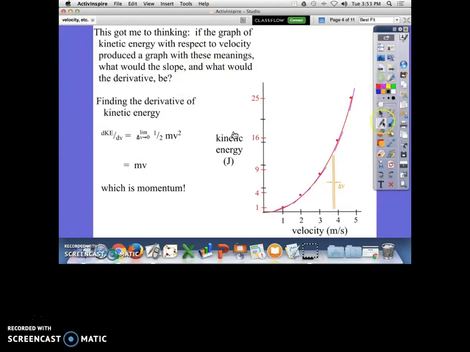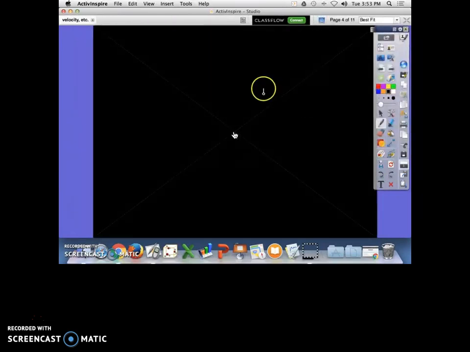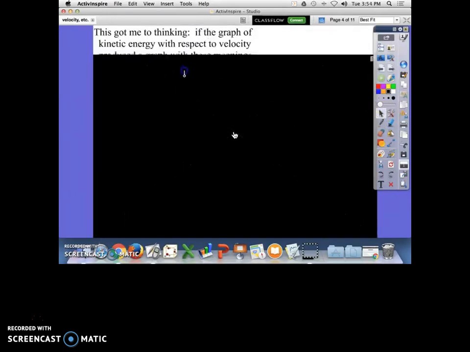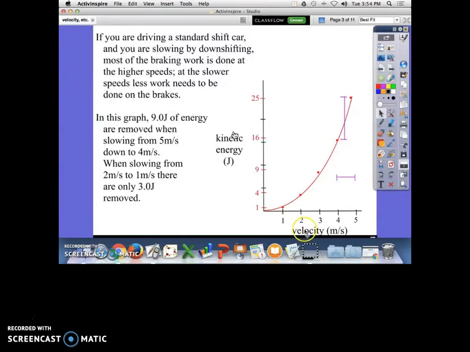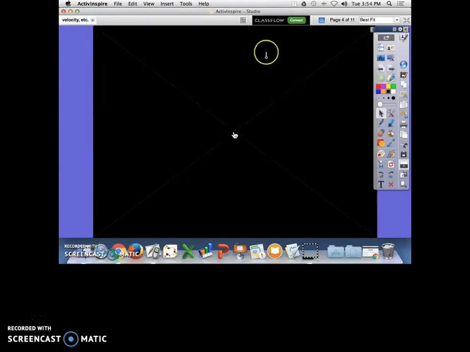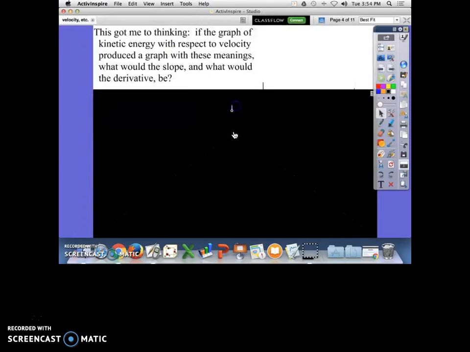I was realizing this last spring on the way home on a sunny day when I was downshifting down into a stop sign as to how could I explain that to him? Aha! So I was thinking about it. The key is to make the graph a velocity kinetic energy graph, because that's what I really want to study. I want to study the effective speed on kinetic energy. And when I did that, I realized some things. If I could take that graph with respect to velocity and get those meanings out of it, what would the slope be? And what would the derivative be?